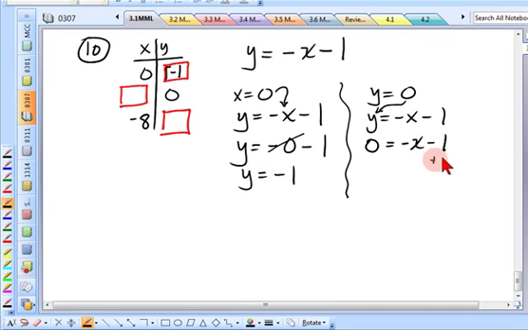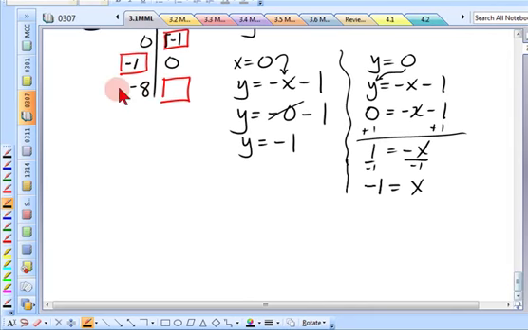So I'm going to add 1 to both sides. So I have 1 is equal to -x. Is that finished? No. I need to divide by -1. So 1 divided by negative 1 is negative 1 is x. So I will fill into my chart that when y is 0, x is negative 1, and I had to do a good bit more work there.